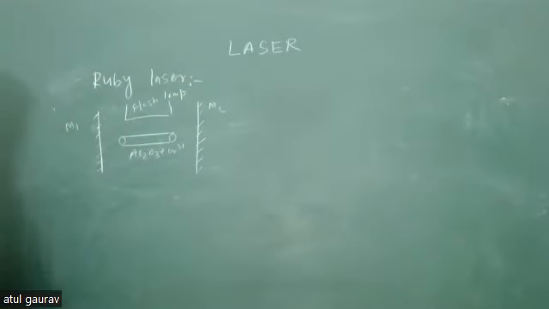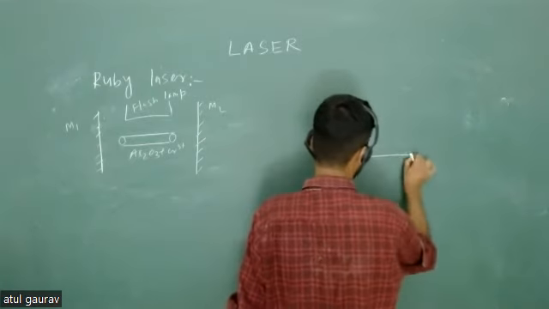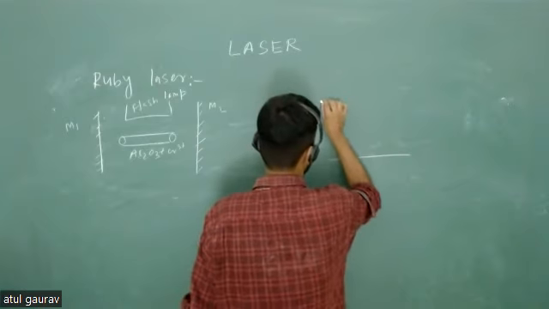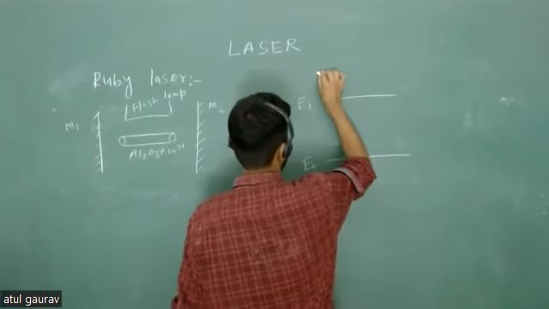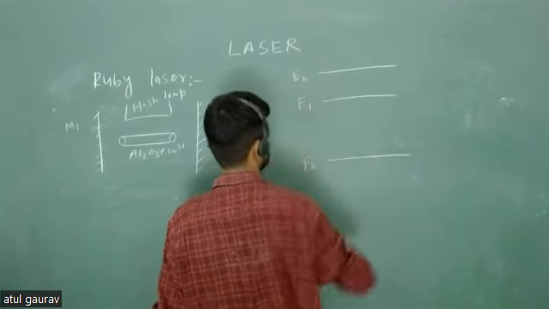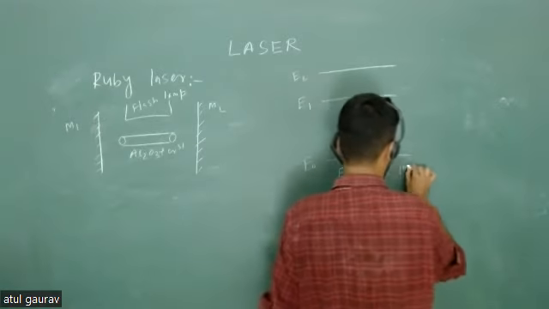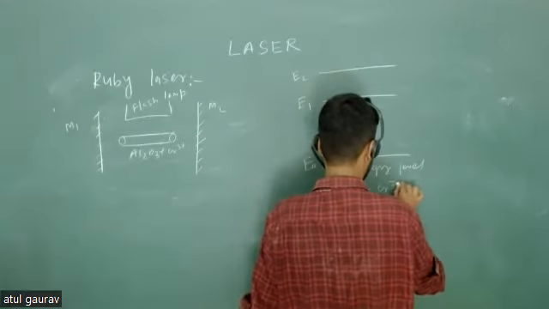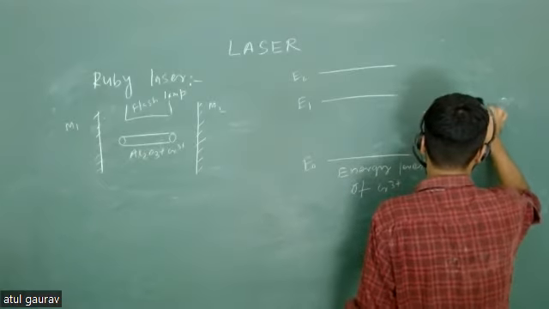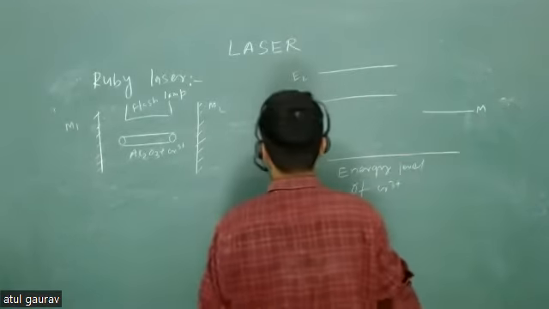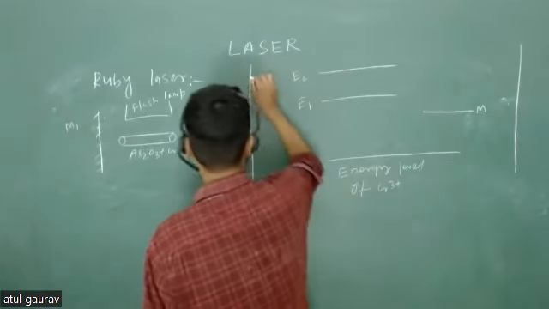Okay. So if you see the energy level diagram of chromium 3+, because chromium 3+ basically works as an active medium. Okay. So this is your ground state E0. This is your first excited state, and this is your second excited state. So this is your energy level of chromium 3+. Okay. And there will be a state, this is known as metastable state. And everything is basically happening inside your mirror. Okay.